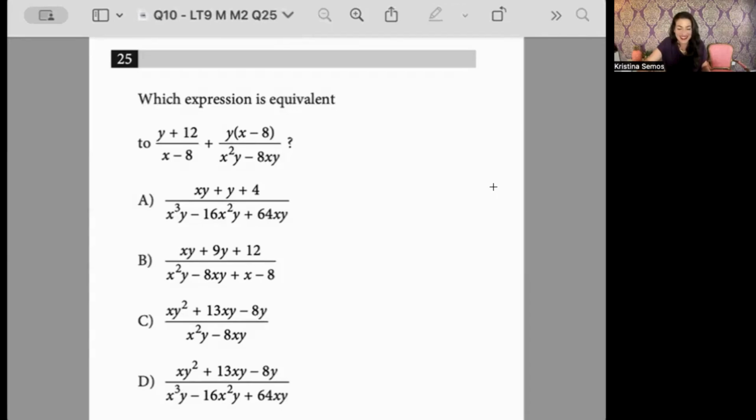So here you go. It says, which expression is equivalent to the fraction y plus 12 over x minus 8, plus y times the quantity x minus 8 over x squared y minus 8xy? So pause this, figure it out, write your answer down, and next we are going to do the answer keys for all of them. So how do you think you did on those 10 questions?